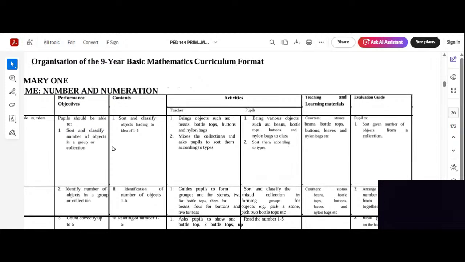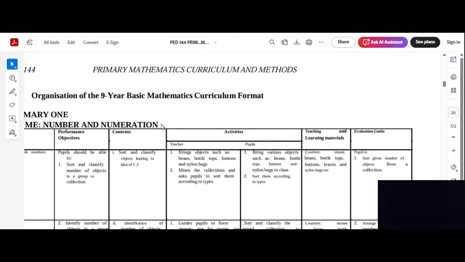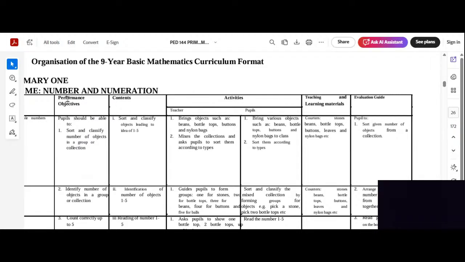Now I'm trying to look at examples of this curriculum format. This is for primary one, and this is a topic that I want to teach them: number and numeration. I know people know what we are trying to do because you've been doing it, and you probably know the topics that you treat in each of those classes. So in primary one, now we have number and numeration. You can see their performance objectives, the content, the activities, teaching and learning materials, and then the evaluation guide.